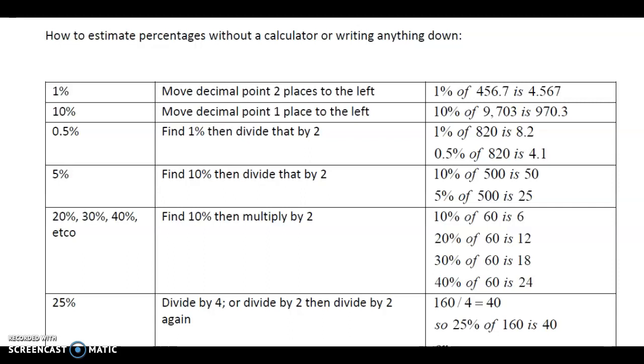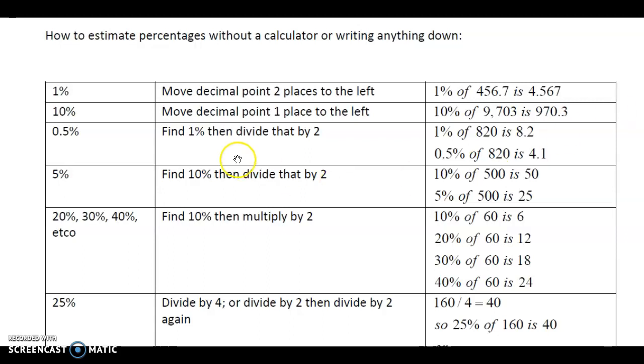So for 1%, one thing that you could do is move your decimal point 2 places to the left. For example, if you wanted to find 1% of 456.7, you could just move your decimal point 2 places to the left. So that means that 1% would be 4.567. Very similarly, if you had to find 10%, you could move the decimal point 1 place to the left. So 10% of 9,703 would be 970.3. You could use those if you wanted to find other percentages.